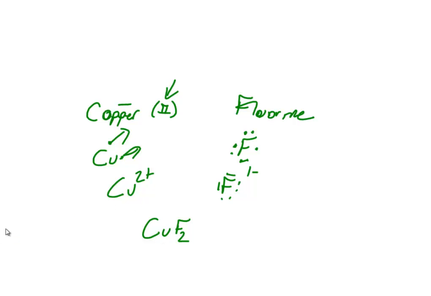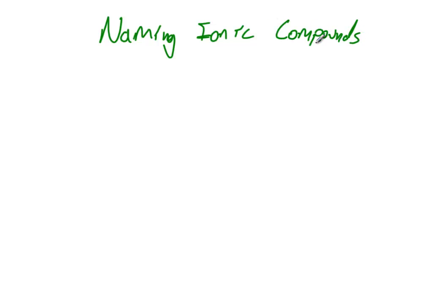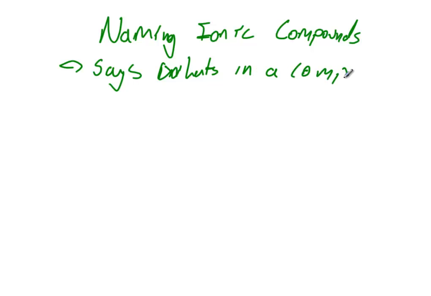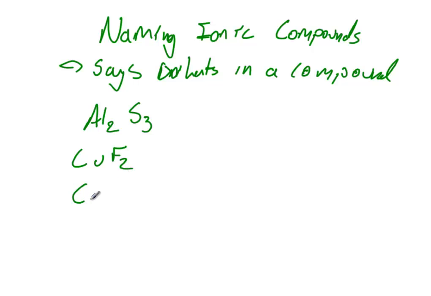Okay, the last thing to talk about is how to name it. Okay, and ionic compounds are really, really easy to name because the name is not very descriptive at all. Okay, all it says is what's in it. Okay, it doesn't say how many of them are in them. It doesn't say what the ratio is. It just says what's in a compound. And so if you can look at the formulas that we've had, Al2S3, we've had CuF2, okay, and I think we had CaO2.